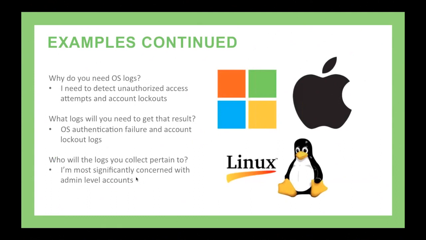Well, at the most basic level, I need to detect unauthorized access attempts and account lockouts, right? Like I want to see when any kind of suspicious activity is going on with individual accounts. And so if that's the end result, well, what log data do we need to get there? And the answer to that is, well, I need OS authentication failure logs and account lockout logs. So anytime a user attempts to log into a system and fails, we want to get visibility on that. Anytime an account gets locked out due to repeated login failures, we want to get visibility into that, right? So those are two significant log sets that we can focus on.